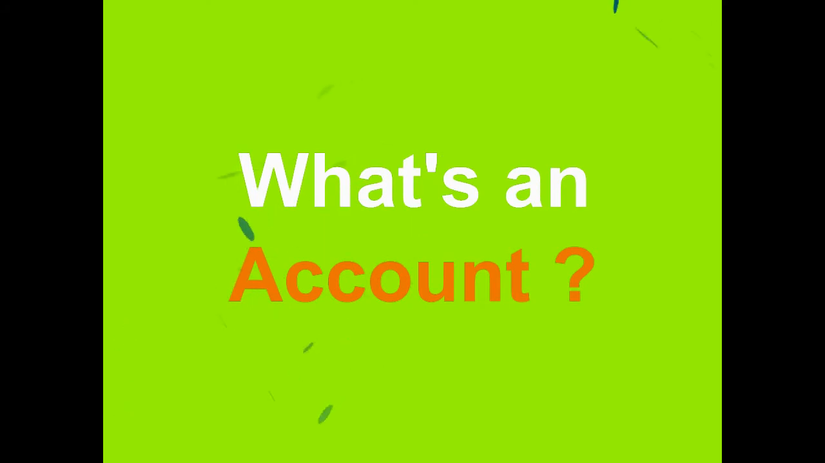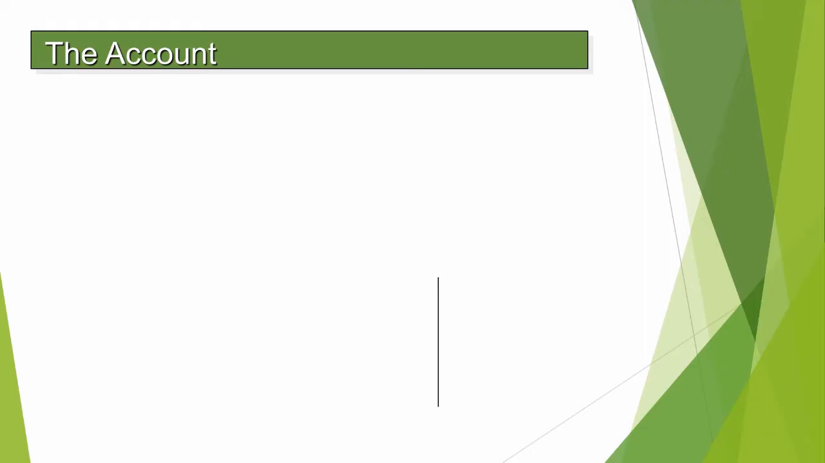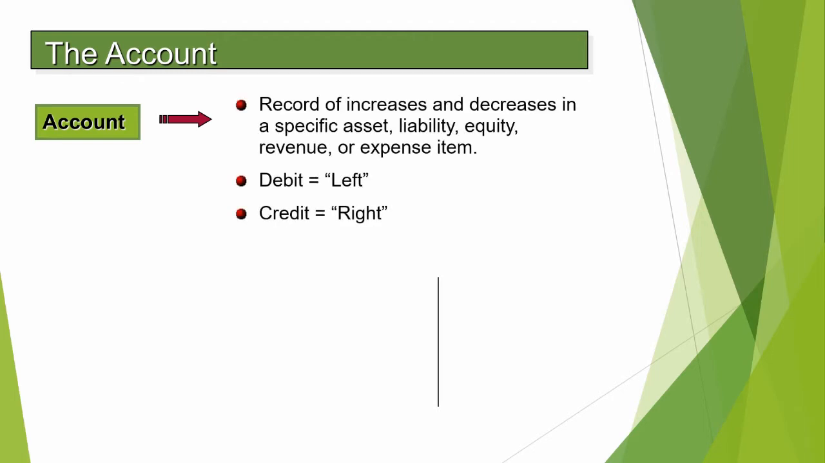And in this section, we will study what an account is. An account is an accounting record of increases and decreases in a specific asset, liability, or equity item. For example, a company would have separate accounts for cash, accounts receivable, accounts payable, service revenue, and salaries expense.